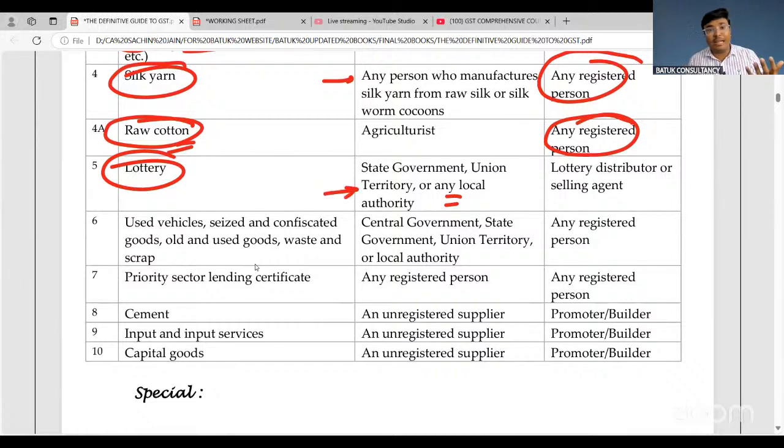So if you have a client who is dealing in lottery tickets and who is the dealer or distributor of those lottery tickets, in such a scenario, yes, RCM will be applicable on that person.